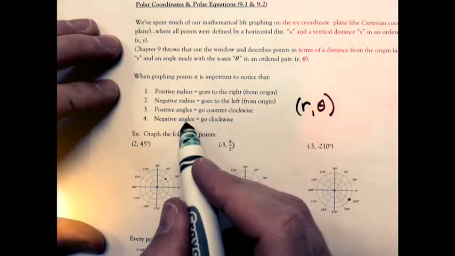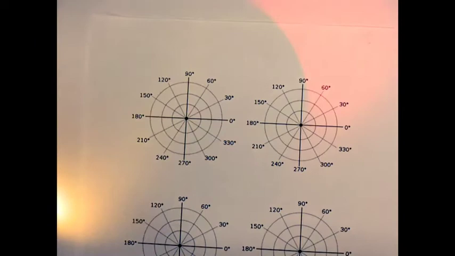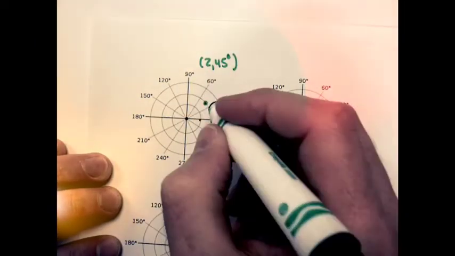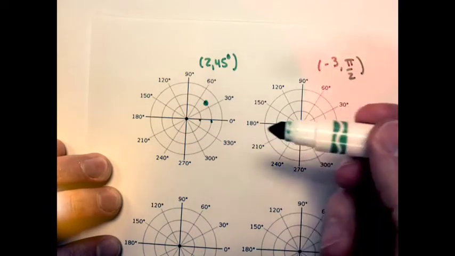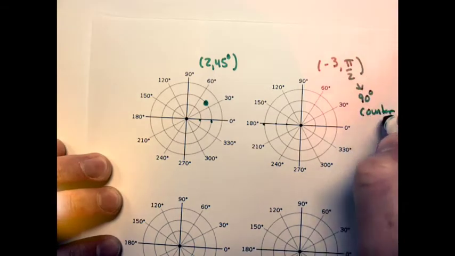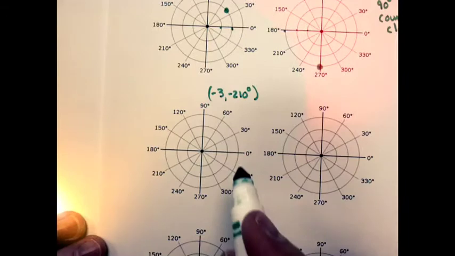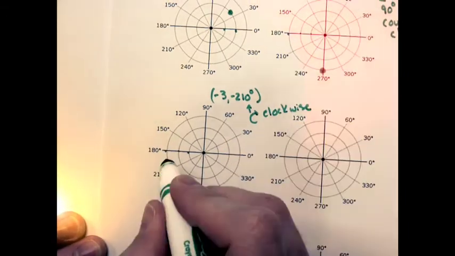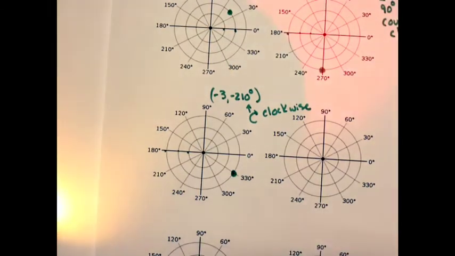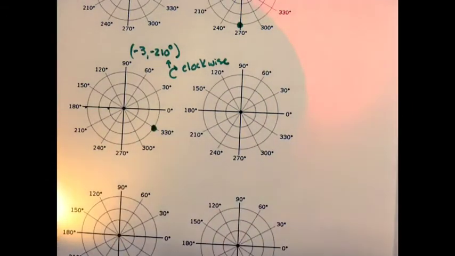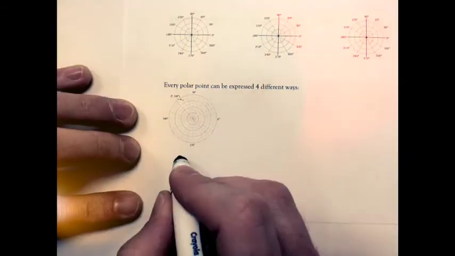In your notes, I told you how to use those numbers. Look at a couple examples. If you wanted to go (2, 45°), you'd go to the right 2, and then you'd go up at a 45-degree angle. If you wanted to do (-3, π/2), you'd go left negative 3, and then 90 degrees counterclockwise. You can see our third example there and how we ended up with that.